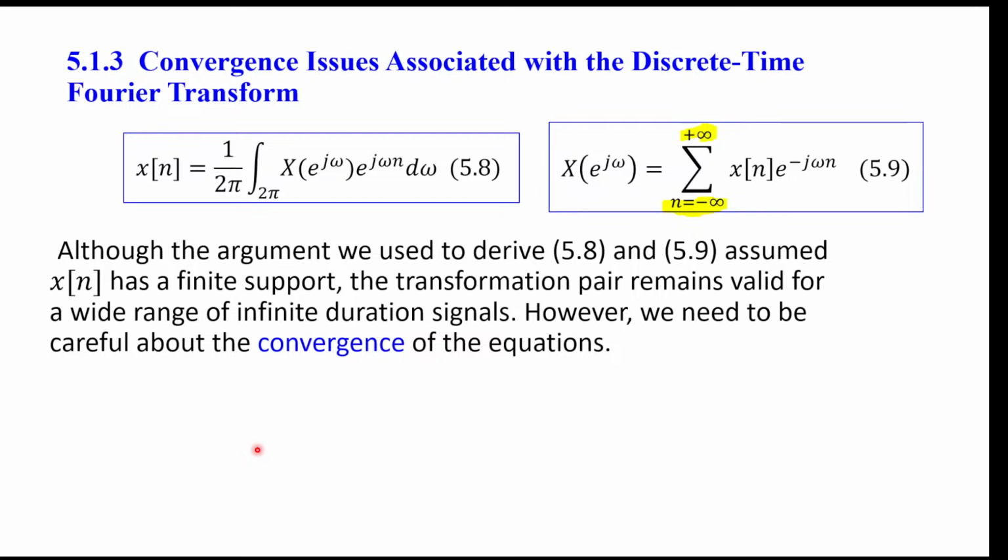Then we have a bit more time. Let's see, we have 10 more minutes, so let's see whether we can finish the convergence. We now think about the convergence issue associated with the discrete time Fourier transform. Once again, those two are the Fourier transform equations. X of n is its integral, big X is its summation.